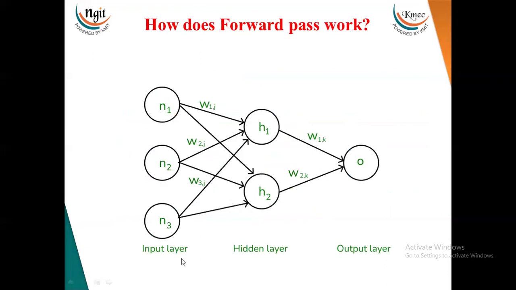So this is your input layer. If you observe here, we have N1, N2 and N3 as inputs. W1J is related to H1. Again, H2 connectivity to J is W3J. So these are the three weights. Again from H1 to the output we have W1K and W2K. W1 implies the H1 weight and K is your output layer. So this is an example.